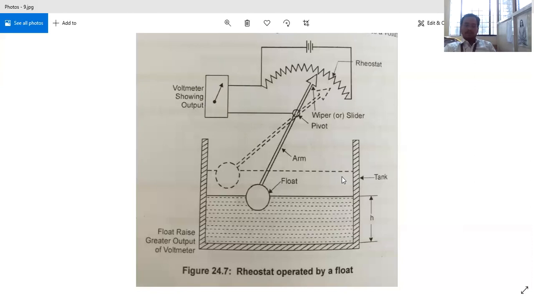So this is how a rheostat with a float is assembled together to find the level of liquid in the tank.